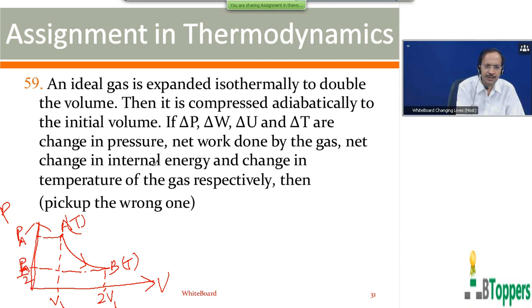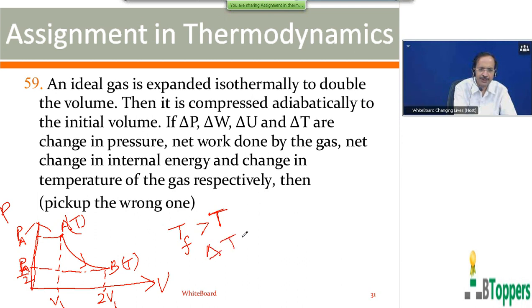Then it is compressed adiabatically to the initial volume. So if you apply it in the adiabatic compression, the temperature of the gas increases. As I discussed in the theory, adiabatic expansion causes cooling of the gas, adiabatic compression causes heating of the gas. So the final temperature at the end of the adiabatic process will definitely be more than the initial temperature at the beginning of the adiabatic process, or more than the temperature in the isothermal process.